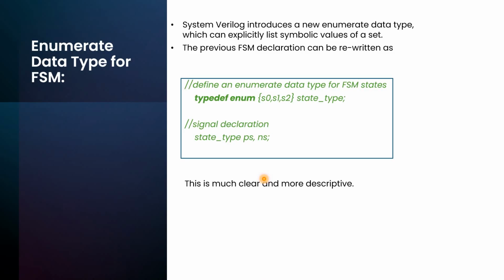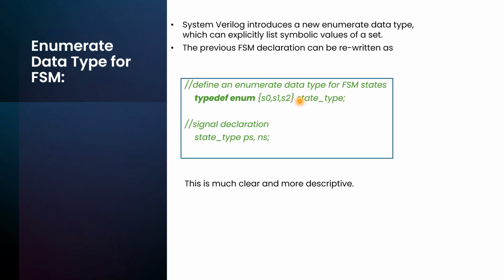SystemVerilog introduces a new enumerate data type, which can explicitly list symbolic values of a set. Now, the previous FSM declarations can be rewritten like this below, using a typedef enum. Define an enumerate data type for FSM states, and this is how we can define typedef enum. The name of states S0, S1, S2, and the state type.